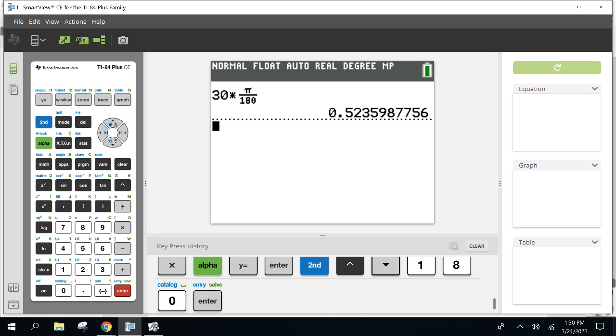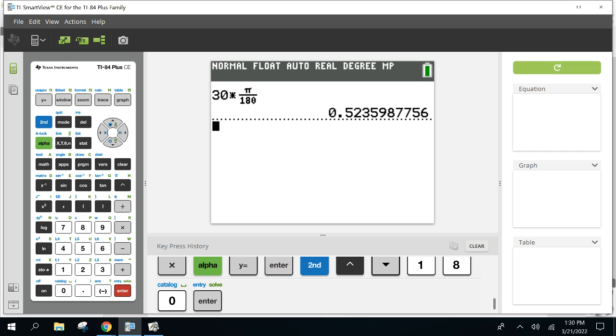We have been together for a while this year. You know how I hate long decimals written out. I don't want you to round, and I can't change it back to a fraction either. But it's about what, half a radian? Everyone agree? 30 degrees is about half a radian.